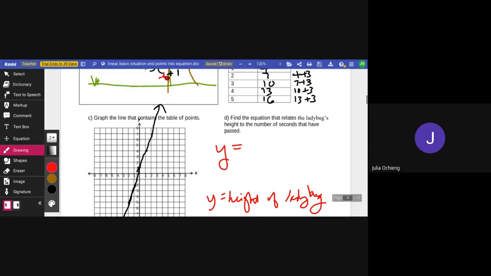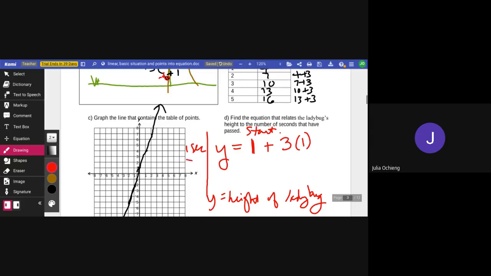So think about it as, well, the ladybug's height to start with is 1. So the start amount is 1. That's how much the ladybug started at. And then she's going to keep going up by 3 more every 1 second. So she's going to go up by 3 in 1 second, right? So I have to add 3 one time in 1 second.